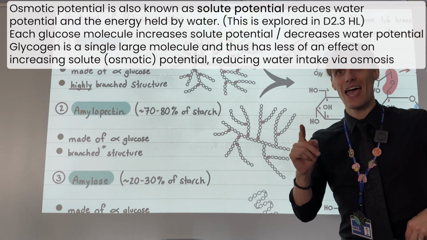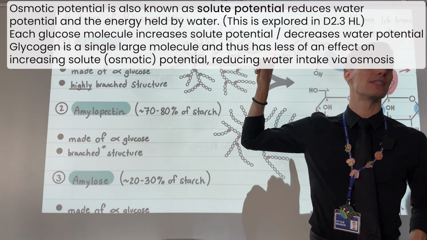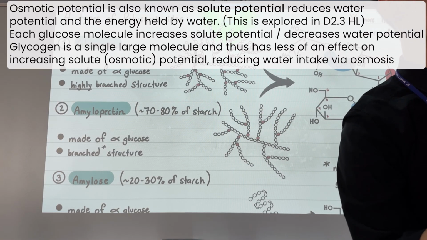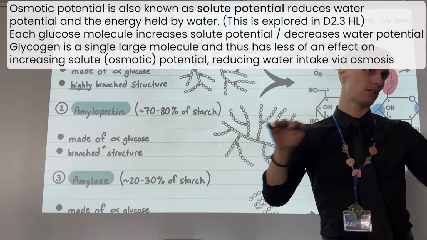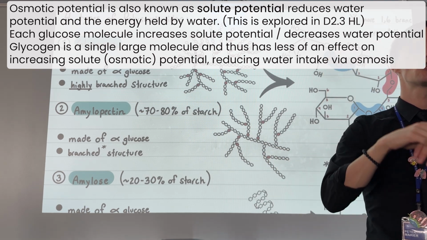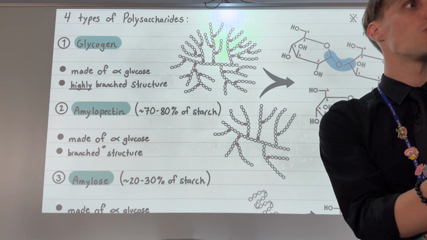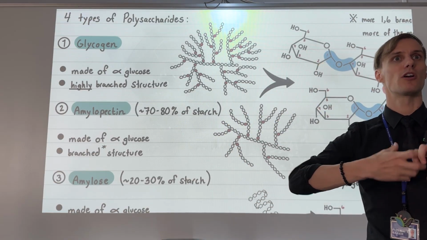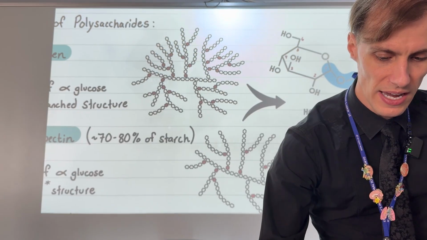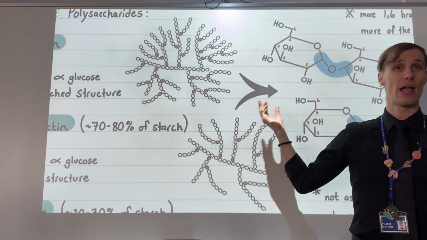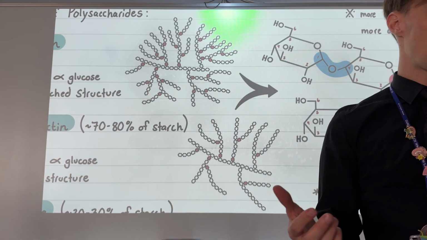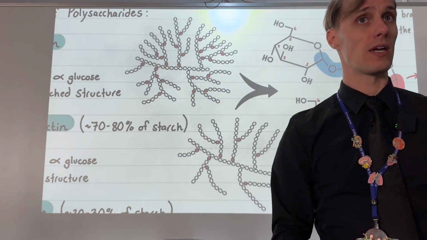So instead, if we store it as a polysaccharide, this does not contribute to osmotic potential. So it will not influence osmosis. So I can store polysaccharides without the risk, so to speak, of gaining a bunch of water if I want to store something inside of it. Is there an advantage to being branched versus unbranched? Yes, there's a big advantage. And that has to do with a few things.